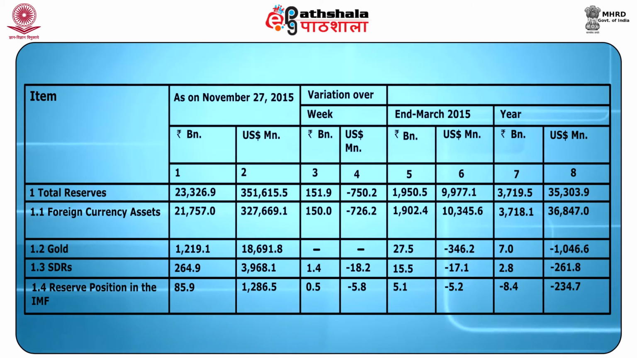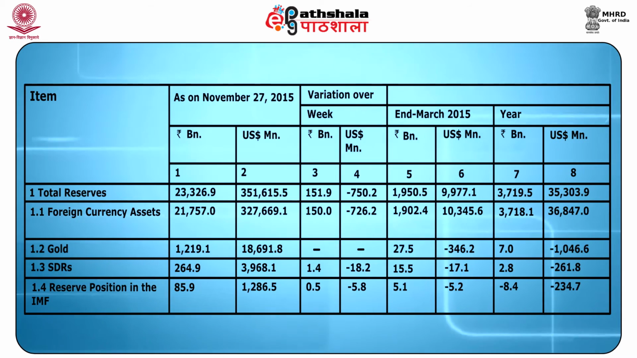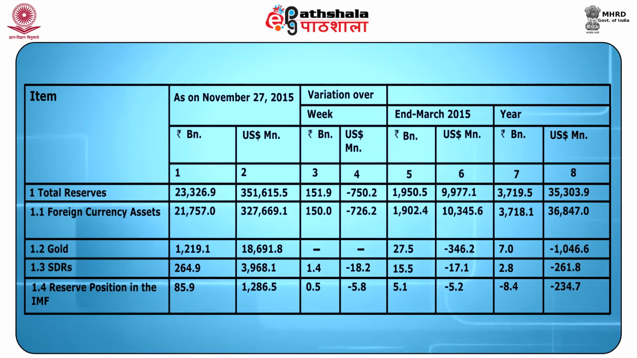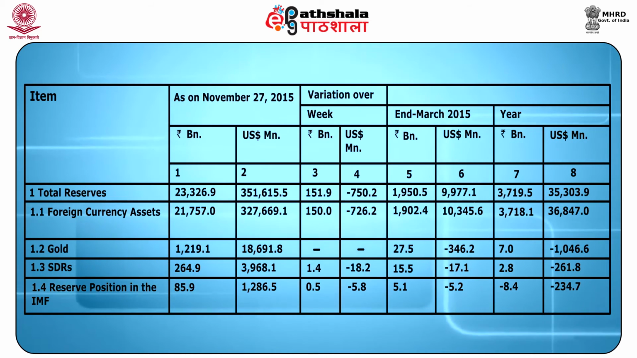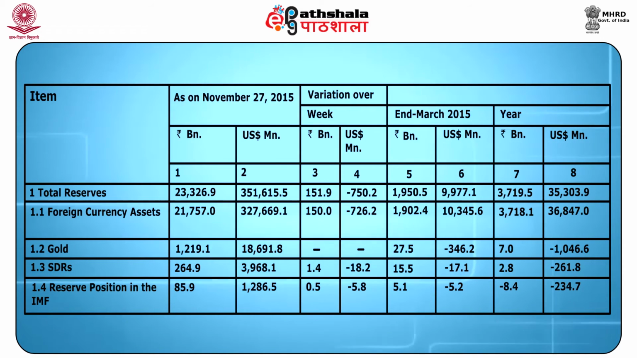The table gives us the amount available as of November 27th, 2015. It indicates the total reserves, the foreign currency assets, the amount in gold, in SDRs and the reserve position in the IMF. So, what we have is that in the year which starts in November and ends in March 2015, we have the total reserves in US dollar million as 35303.9, out of which foreign currency assets is 36847.0, gold is minus 1046.6, SDRs is minus 261.8, reserve position in the IMF is minus 234.7.